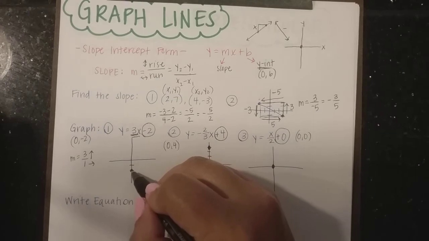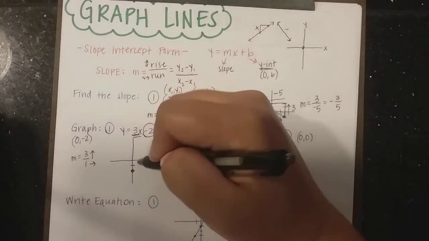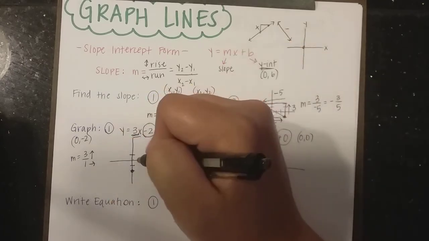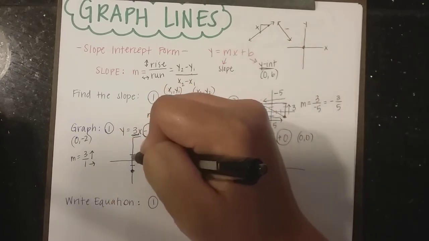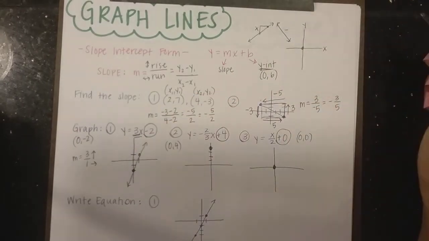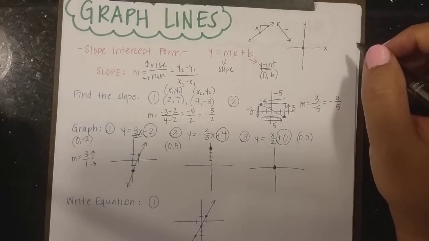So from my point here, I'm going to go up 3. So we got 1, 2, 3. And then I'm going to go over 1. So I went up 3 over 1. There's my 2 points. I can draw a line. All we need is 2.